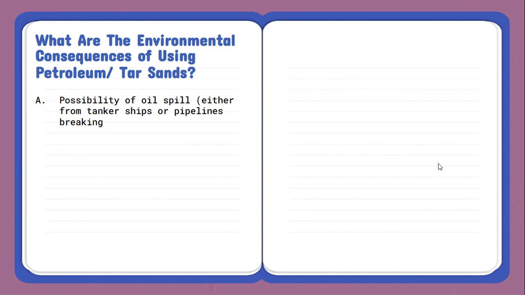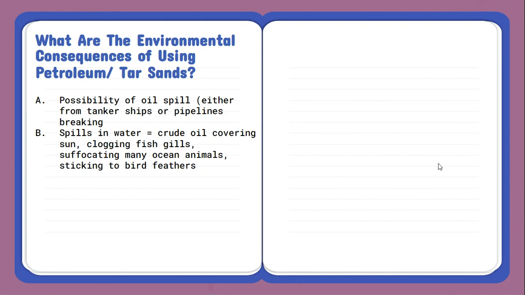Now, some environmental consequences of using petroleum or tar sands. When we drill for oil and when we transport it to other countries, there is a possibility of oil spills, either maybe from a tanker ship or maybe a pipeline breaking. If it happens to spill in water, there are tremendous environmental impacts. The crude oil that spills into the ocean can wind up blocking sunlight. It could clog the gills of fish. It could suffocate ocean animals, sticking to bird feathers, preventing them from being able to fly, migrate, and so on.